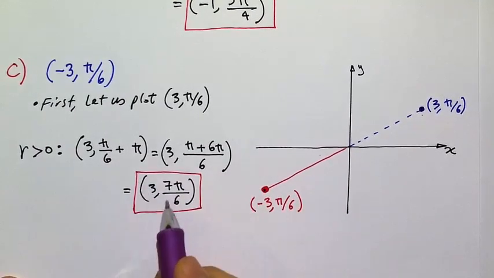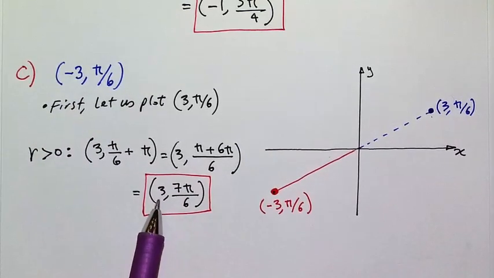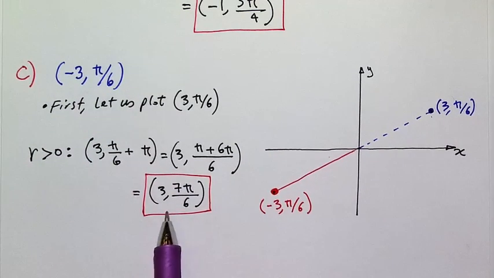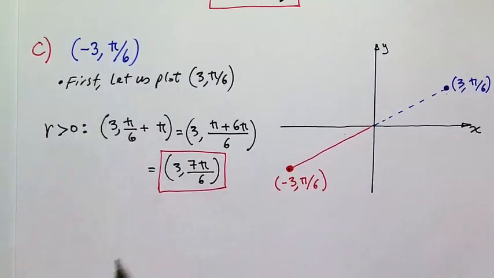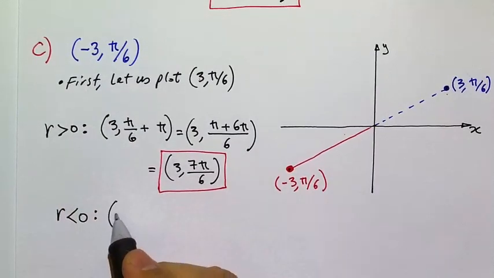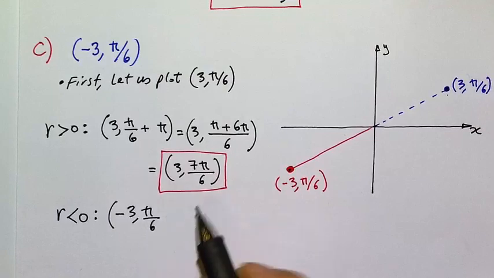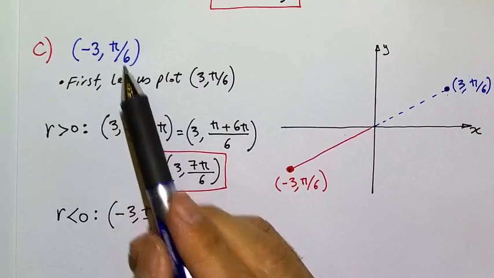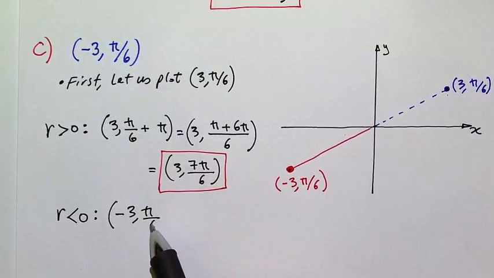So this is a polar coordinate equivalent to that, such that the r value has become positive. Now let's do another one with r staying negative as we started with. So r less than 0. So we're keeping the same, minus 3 comma pi over 6. Can I stop now? No, because this would be identical to that. I want to find an equivalent to that, so I have to do something more.